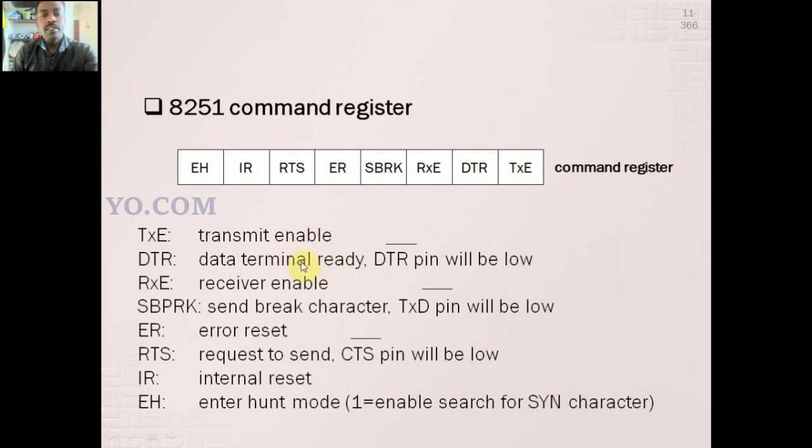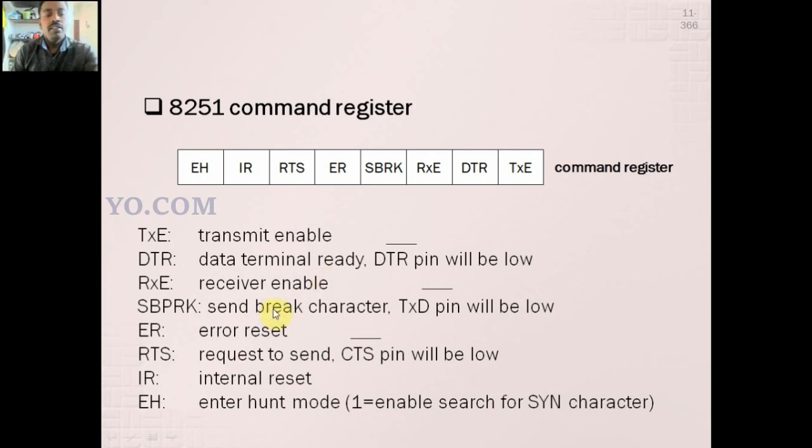If it is 1, it means Data Terminal Ready is disabled. If it is 0, it means the DTR is active low, so Data Terminal Ready is enabled. Then RXE, receiver enable. If it is 1, it means it can receive the data. If it is 0, it means it is disabled.